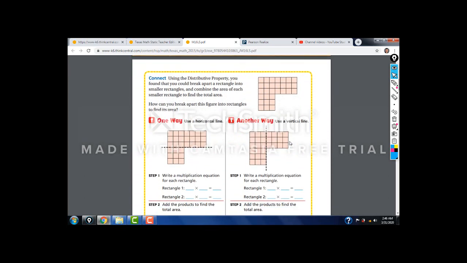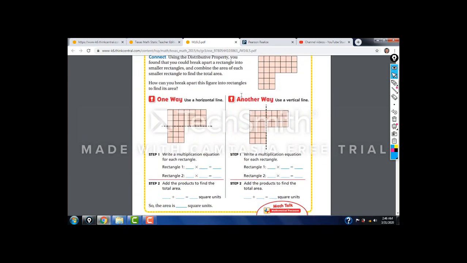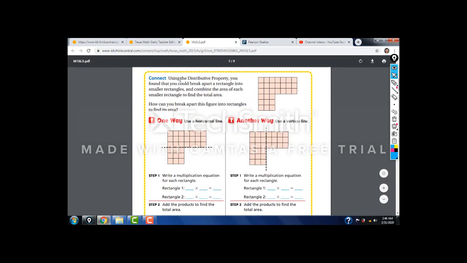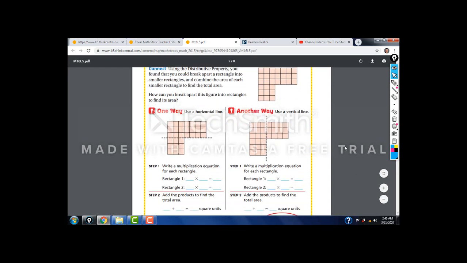So we're looking at this one here. Same thing. Okay, and it's the distributive property. We found that we can break apart a rectangle into smaller rectangles, and combine the area of each smaller rectangle to find the total area. So here's how they did this one. They broke it apart like this, so now they have 2 rectangles there.